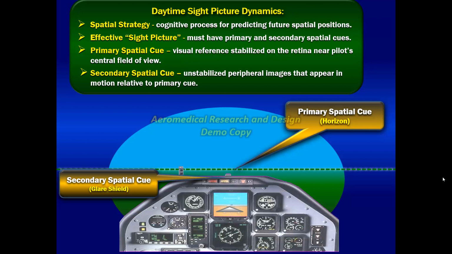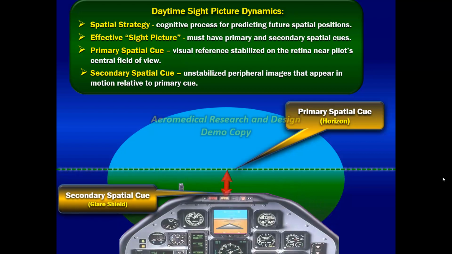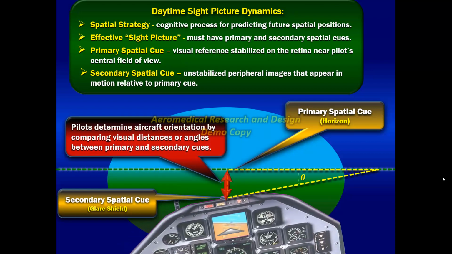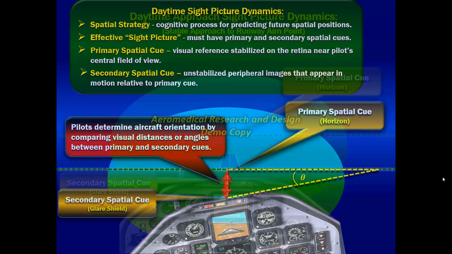In many situations, pilots will consciously and sometimes unconsciously determine aircraft orientation by comparing visual distances or angles between these two cues. Also, when the spatial differences between these cues change within a pilot's sight picture, the direction and rate of change provides critical visual feedback that helps with control input decisions related to aircraft attitude and velocity.